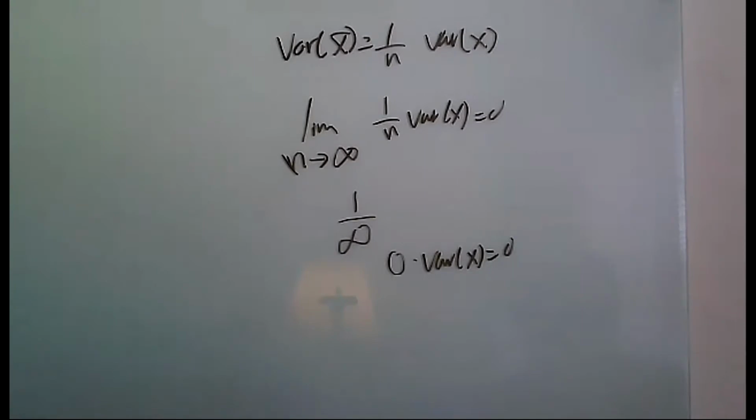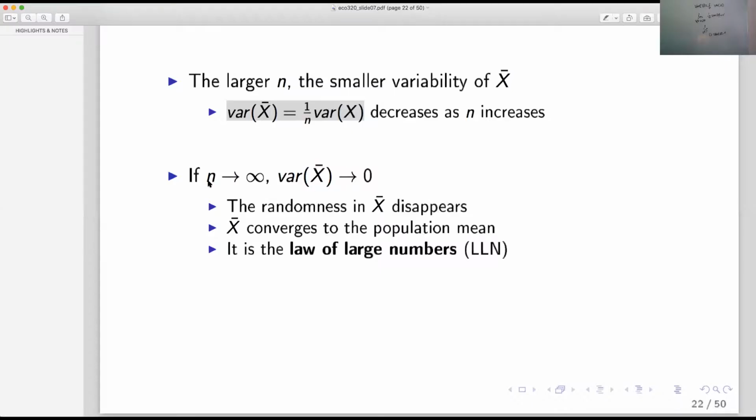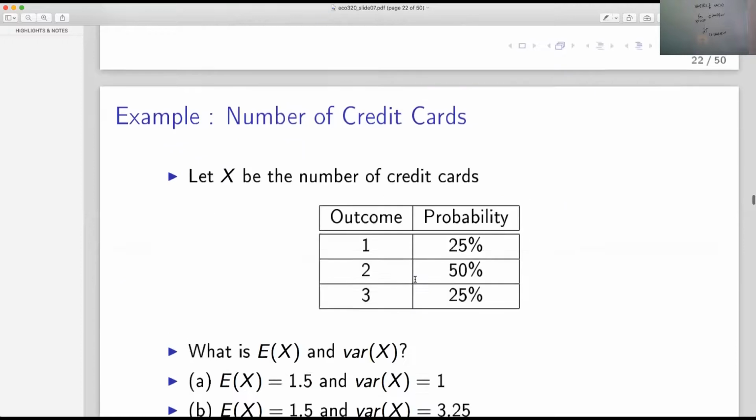This is actually called the law of large numbers. As the sample size increases, the variance shrinks to 0, so no randomness anymore. So x bar converges to the population mean. That is called the law of large numbers. Very important property. As the sample size goes to infinity, there is no randomness anymore, so x bar, which was random before, as we discussed earlier, converges to the population mean. That is the law of large numbers.